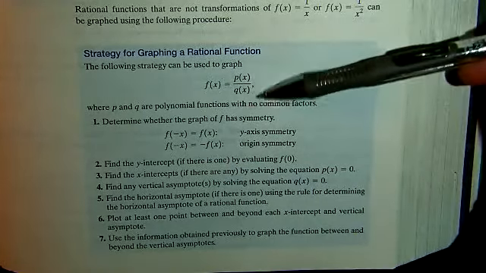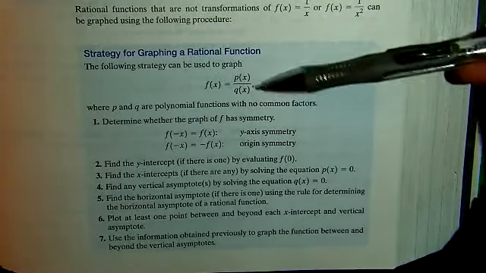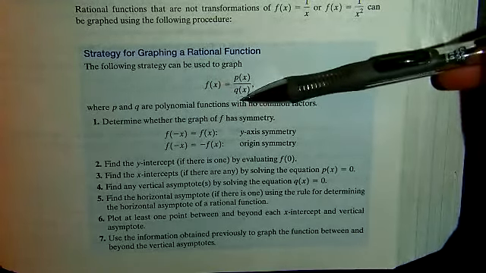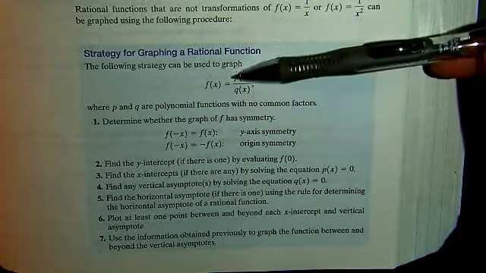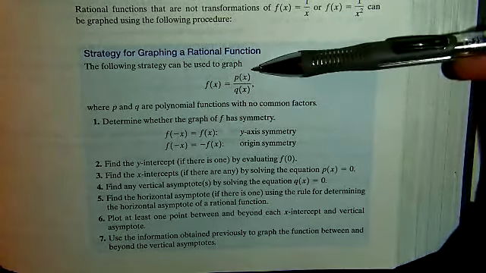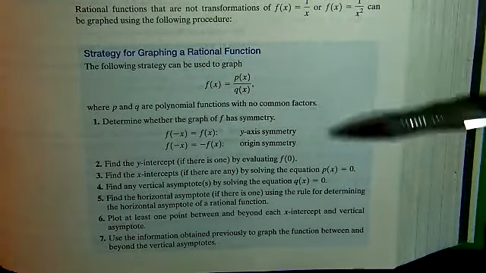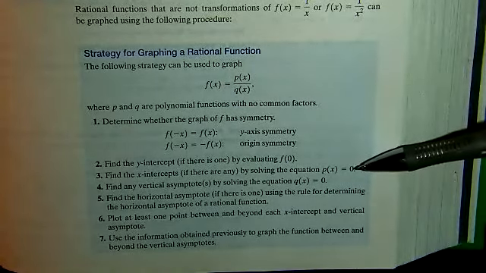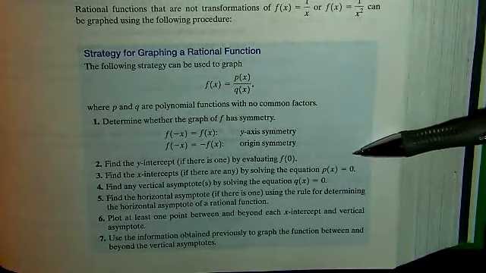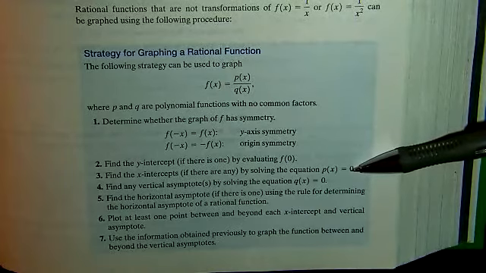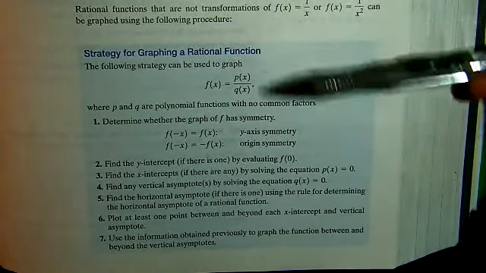Well, we know that the x-intercepts are the values of x that make the function value equal 0. But if we look at the form of this function, this is a fraction. And the only way a fraction is going to equal 0 is if the numerator equals 0. So that's all we have to focus on when we're finding the x-intercepts, is just take the numerator, set it equal 0, solve for x. Those will be the x-intercepts of the function f.